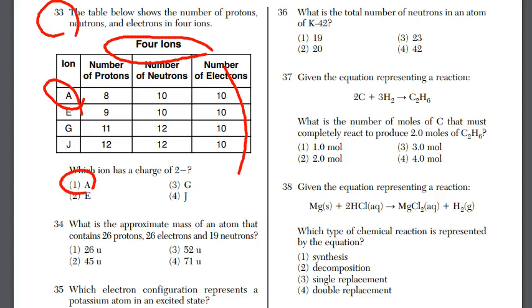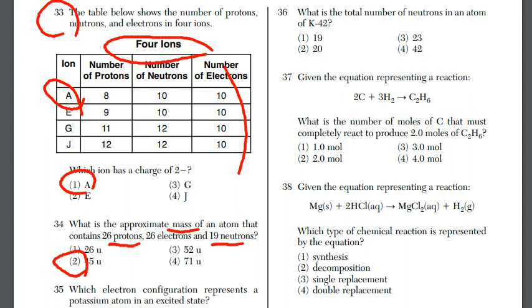Let's move on to 34. What is the approximate mass of an atom that contains 26 protons, 26 electrons, and 19 neutrons? You need to know the mass of the atom is located in the center, known as the nucleus, and we're talking about protons plus neutrons. So, of course, the answer is 45.